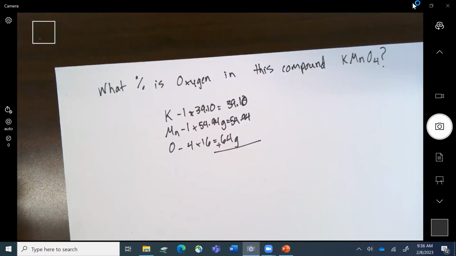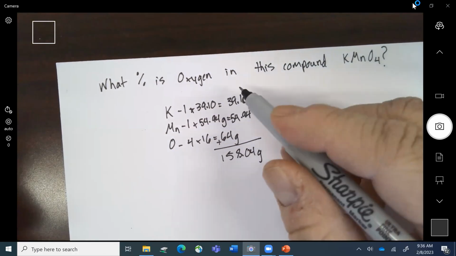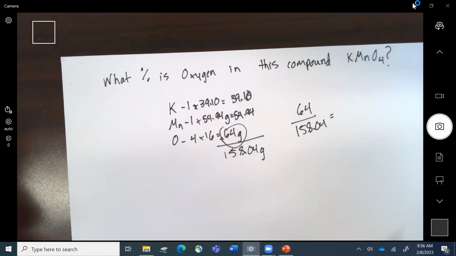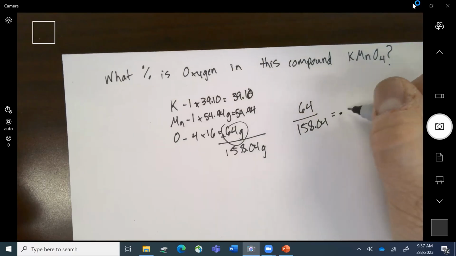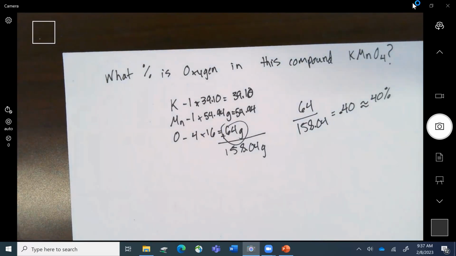Let me get my calculator out. 39.1 plus 54.94 plus 64. So 158.04 grams. That's the total. What percent is oxygen? Well, oxygen is 64. So 64 divided by 158.04 gives me 0.40, which is 40%. So oxygen represents about 40% of potassium permanganate. Does that make sense?